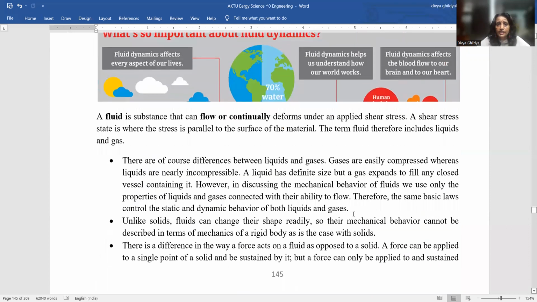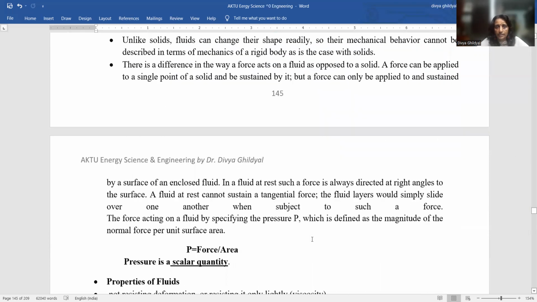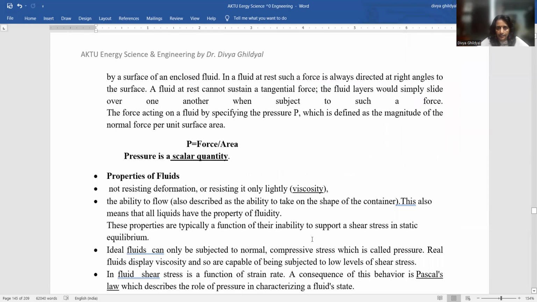So a fluid is a substance that can flow continuously and keep changing shape according to whichever vessel it is poured in. There are, of course, major differences if I pick up a liquid or a gas. And I know from physics that the force acting on a fluid is specified by the formula pressure is equal to force upon area. Pressure is a scalar quantity.